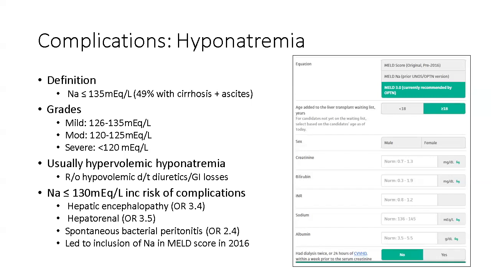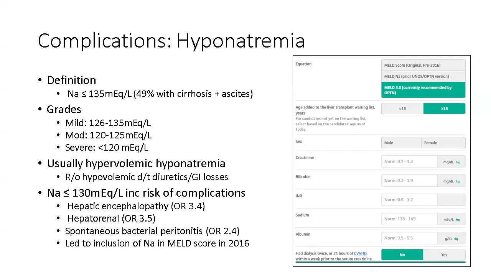And then of note, a sodium less than 130 has very high risk of complications. Once you get hyponatremia, your odds ratio of all these things happening to you are 2 to 3 times that without hyponatremia: hepatic encephalopathy, hepatorenal syndrome, SBP. Because hyponatremia is such a bad portender of prognosis, that's why it was included in the MELD NA score that was updated in 2016. Previously it was just the creatinine, bilirubin, and INR. When they started looking at hyponatremia, the sodium went into the score, and so then there was the MELD NA.